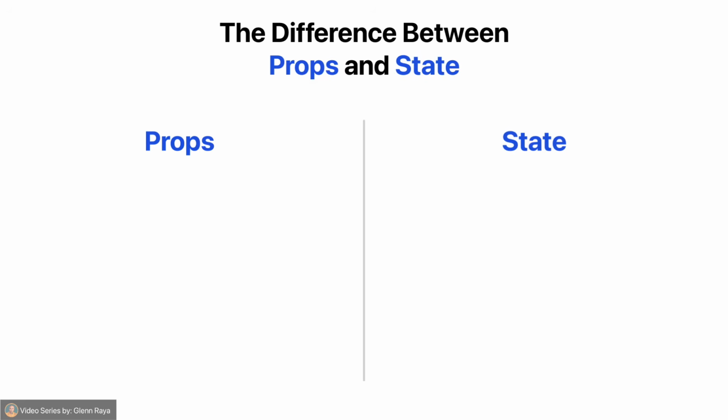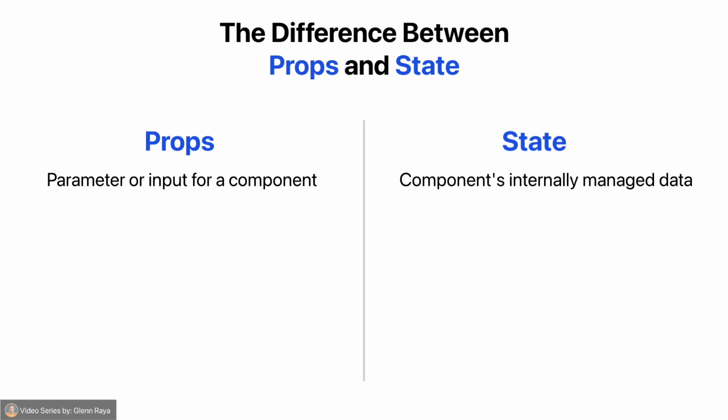Let's break down the concepts of props and state within React, shedding light on their distinct roles. Props are essentially the parameters or inputs fed into a component, much like the arguments passed into a function. They dictate the component's display and behavior from the outside. Meanwhile, state represents the component's internally managed data, which can be updated over time, similar to variables within a function.